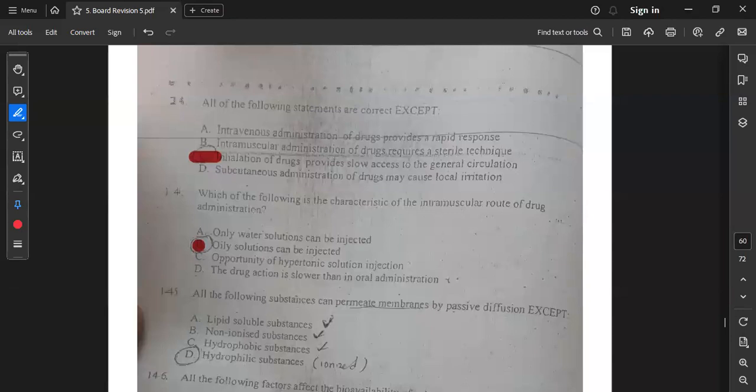I think that's why when we say IV, sterility. Okay, IV allows for larger volumes.